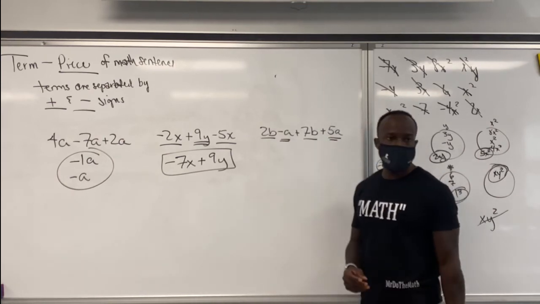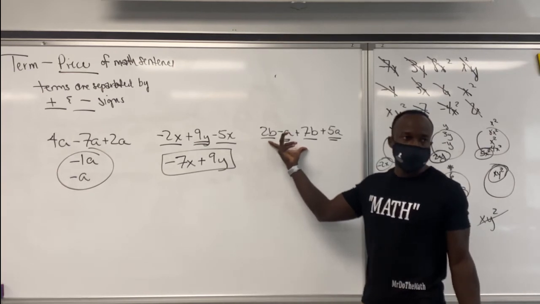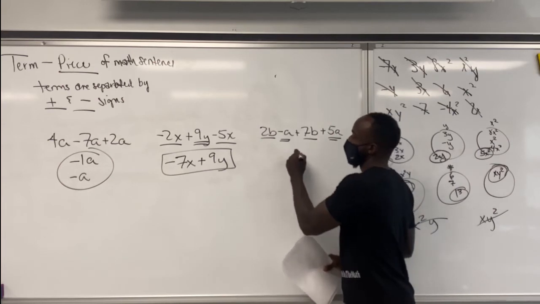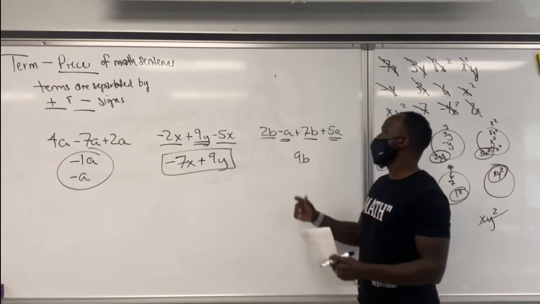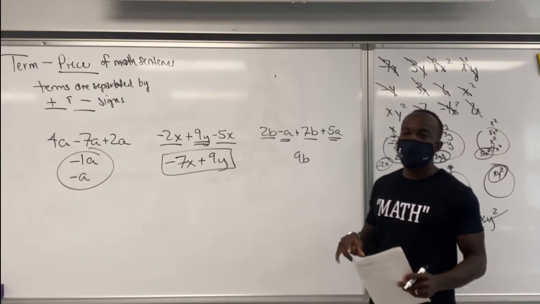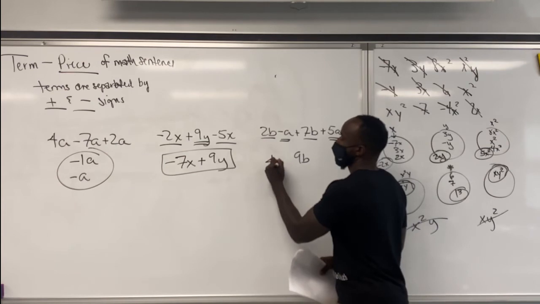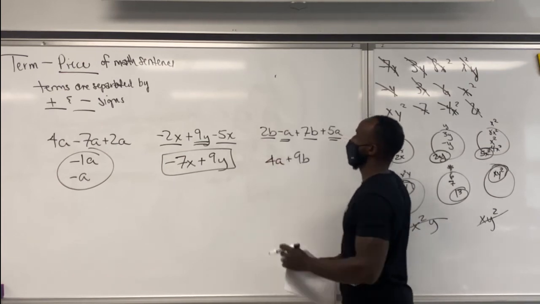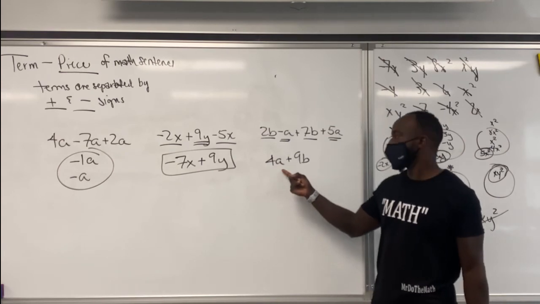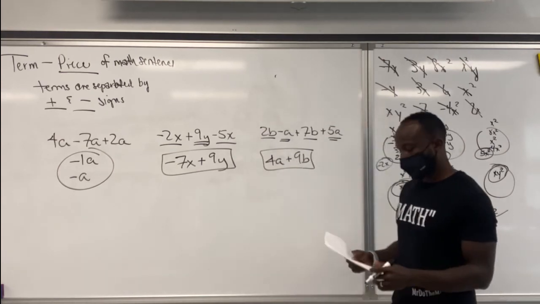Y'all see that? All right, so then what we're going to do is the math on the matching lines. So it's going to be 2 plus 7, 9, and then 5 and negative 1. 5 minus 1, 4a. All right, so again, we're going to put a first, b second. So 4a plus 9, okay?